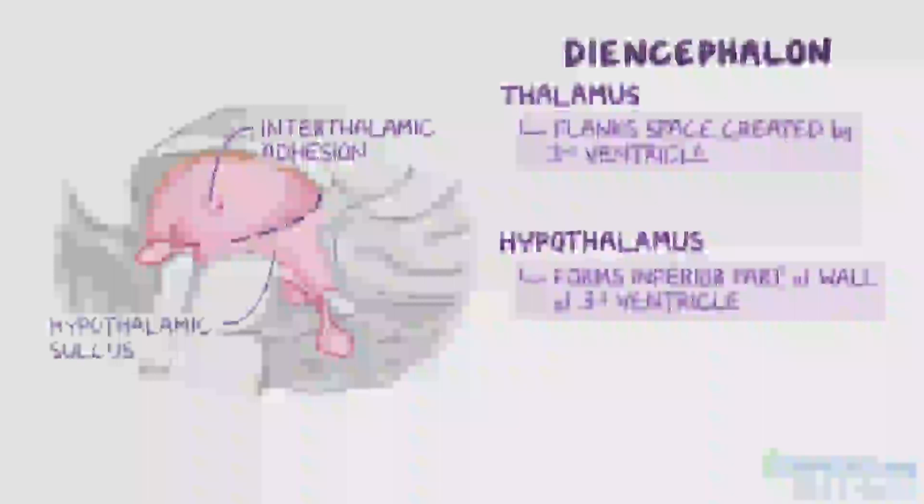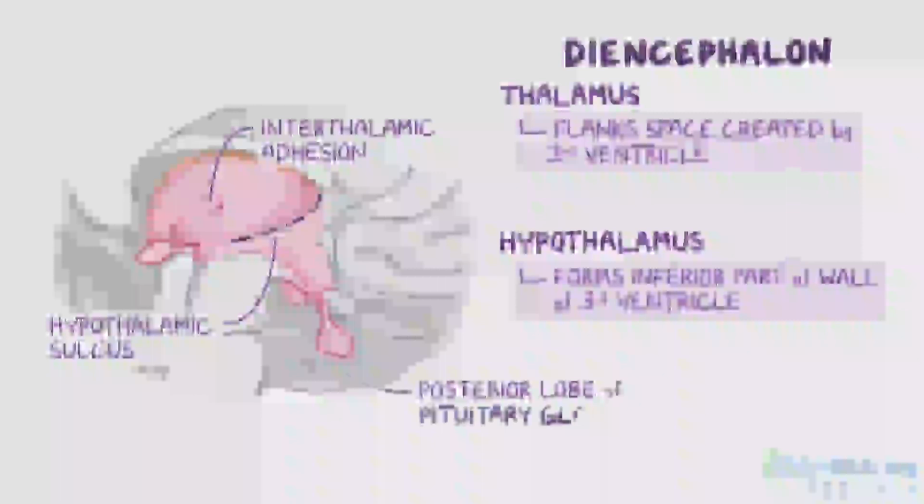The diencephalon contains two endocrine glands as well, the posterior lobe of the pituitary gland below the hypothalamus, and the pineal gland near the caudal end of the thalamus.